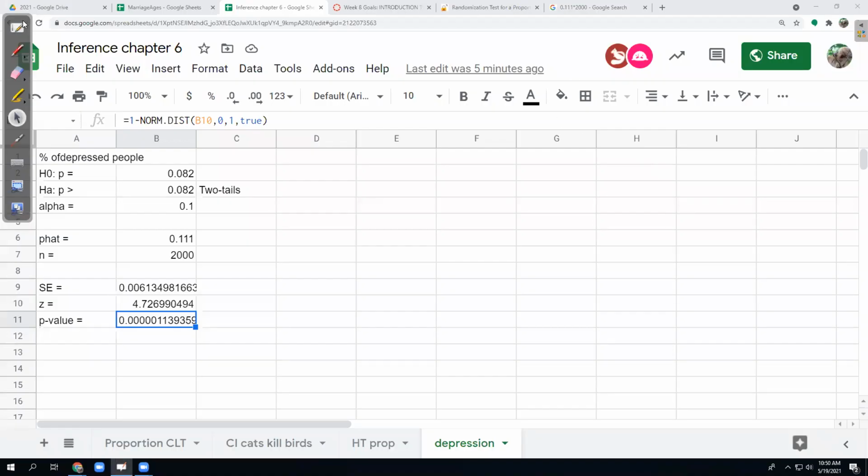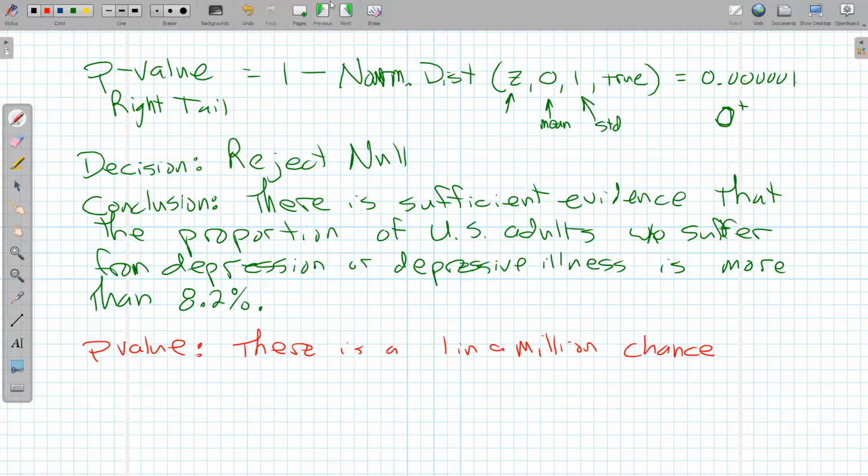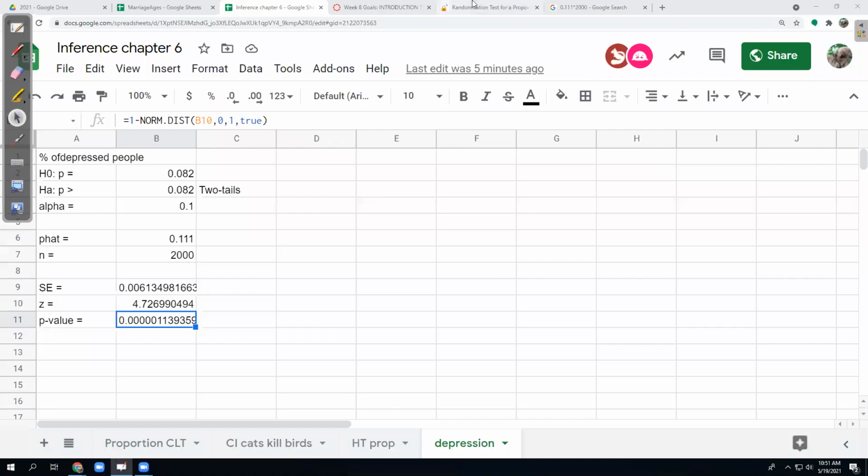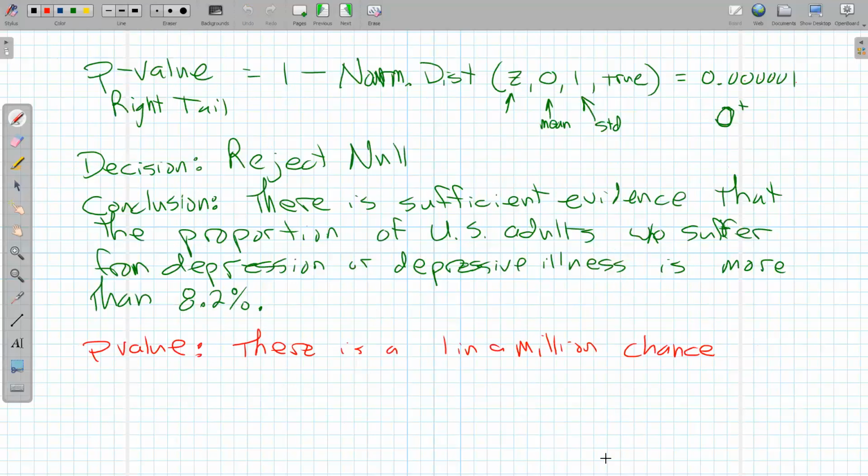I'm just describing what I see in this picture. There's a 1 in a million chance of finding a sample that has a higher proportion than 11.1% when we're expecting the proportion to be 8.2%. So interpreting the p-value means describe this picture in context.